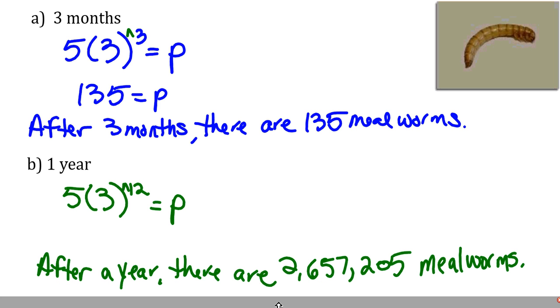We're going to end up with 2,657,205 mealworms. Now, this is the model predicting, right, based on the number of months. And we said before, models are great until a certain point where in real-world context, they don't necessarily make sense. So do you think we'd really have that many mealworms in a year? This equation is not taking into consideration the death rate of mealworms. This is just the growth rate. So we know that this would have to be adjusted in the real world because of that.